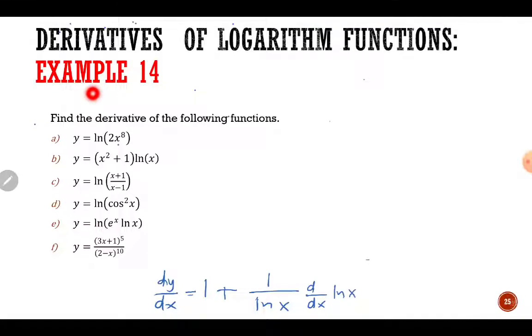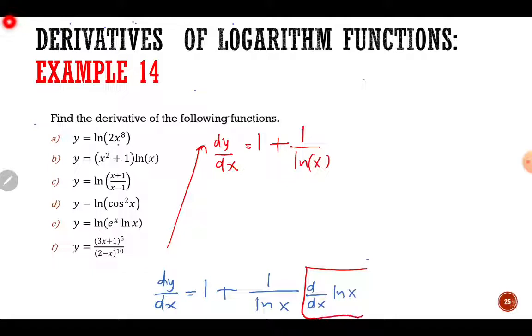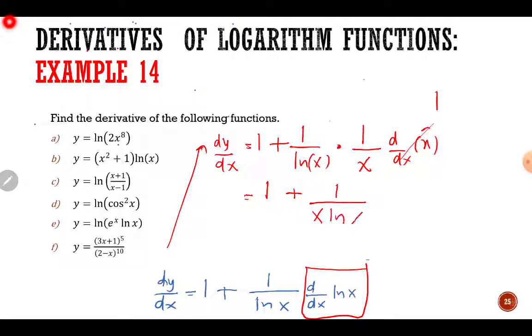I'll write it up here. Okay, we have dy over dx equals 1 plus 1 over ln x. And we know d dx of ln x, whenever we differentiate ln, we multiply by 1 over x. And d dx of x, no problem, differentiating x this time you get 1. So the answer is 1 plus 1 over x ln x. Okay, this is our answer.